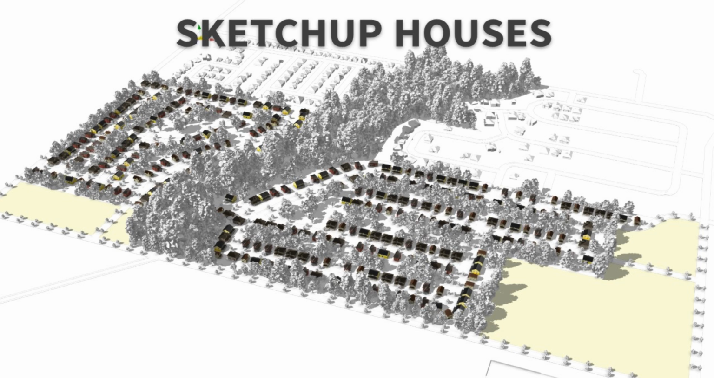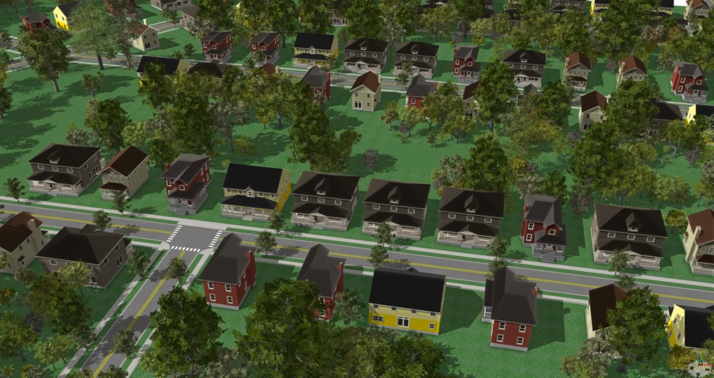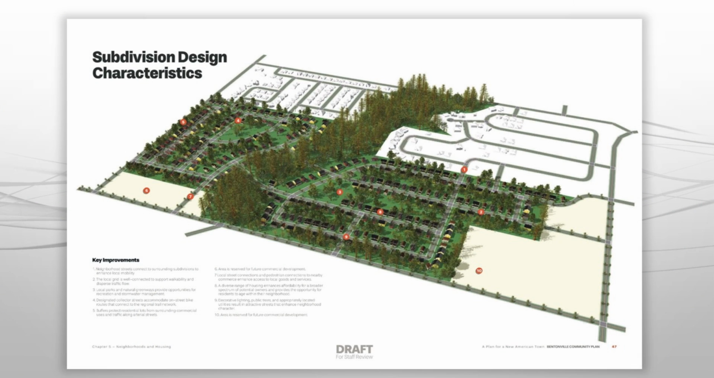So basically everything in white is procedurally modeled. Anything in color, the houses, are from our SketchUp library. Okay, and then this is the final deliverable that is in the draft plan currently.